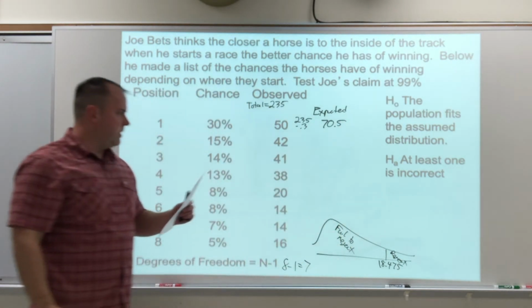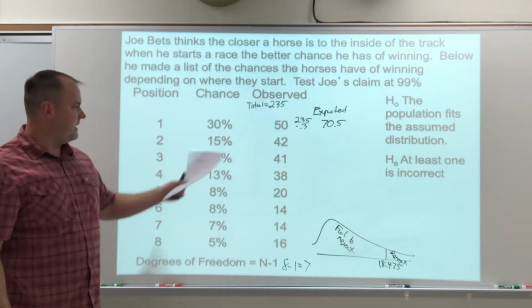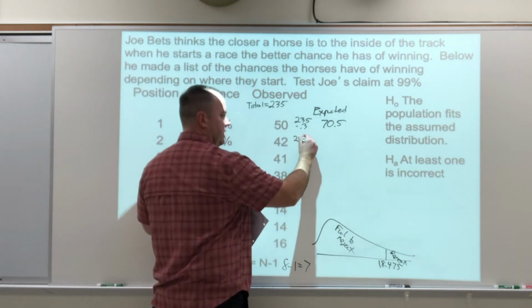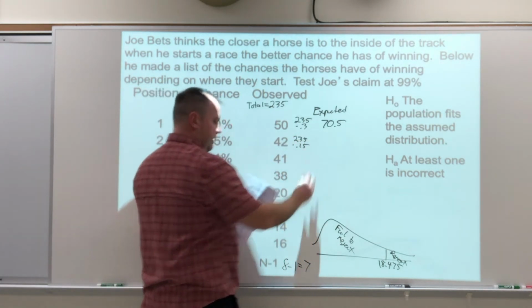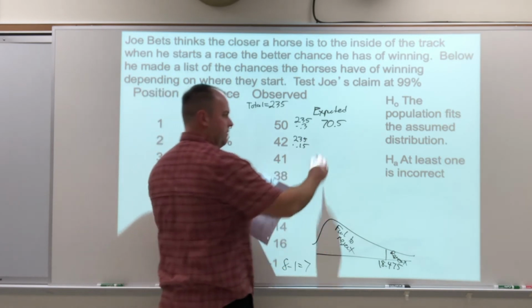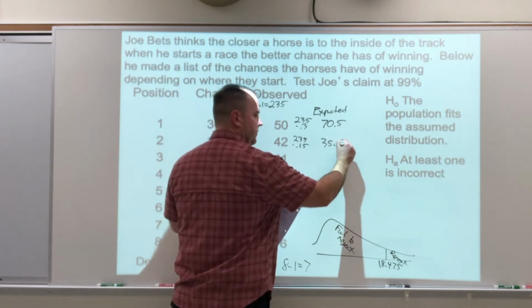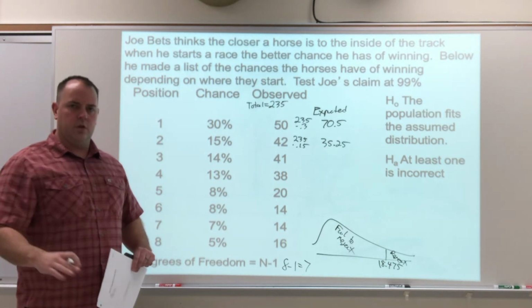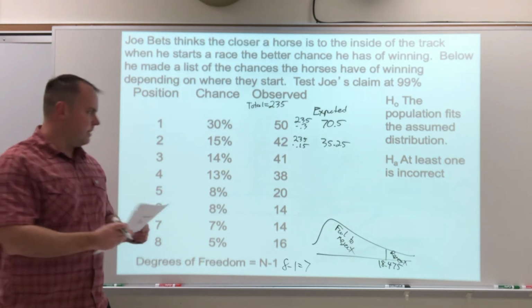Okay. For the 42, that's position 2, which is 15, so that'd be 235 times 0.15. That ends up being 35.25. Okay, so I'm going to quickly get this done. Okay, you should do it yourself, and we'll come back together.